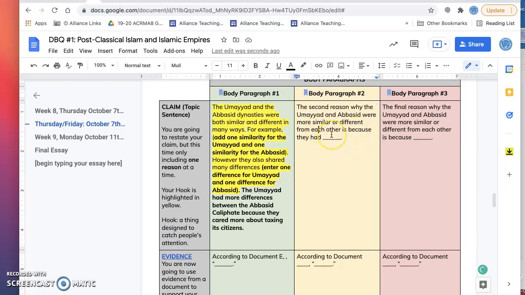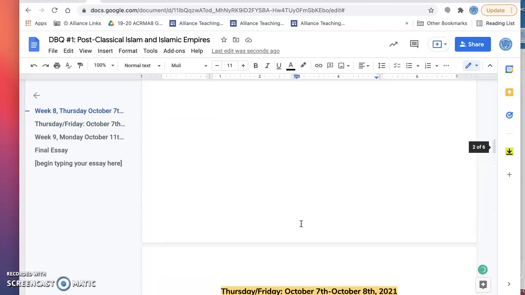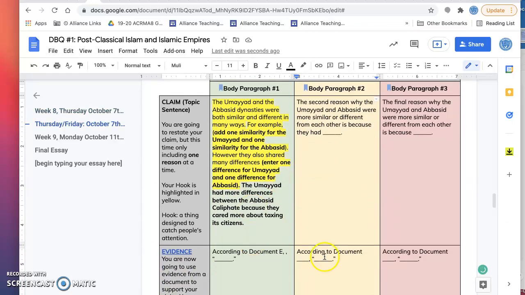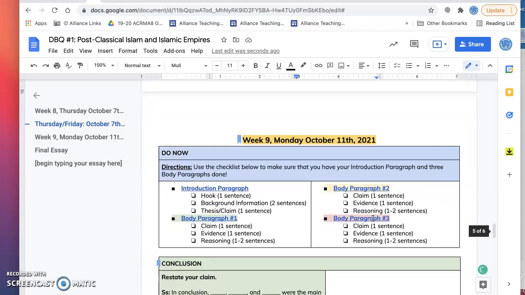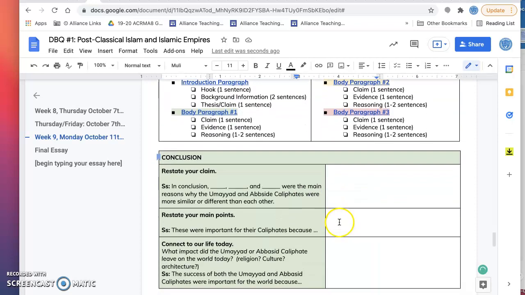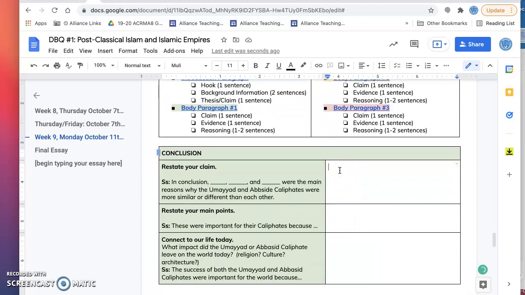What's the second reason why they're more different? And you would find the right document. You would just repeat what I just went over for these next two paragraphs. After that, come down here and then start writing your conclusion. So here's your sentence starter right here.